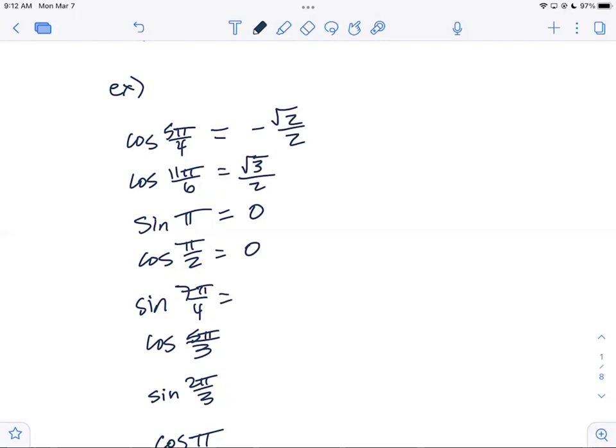7 pi fourths. I hear pi fourths. I know that's your 45-degree reference angle, pi fourths reference angle. That's in quadrant 4 because 7 is 1 less than twice the denominator. And I know that the ordered pair there then is positive square root of 2 halves, negative square root of 2 halves. Positive, negative. Sine is y height. So it should be negative square root of 2 halves.